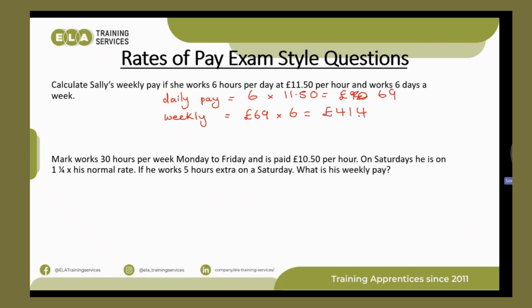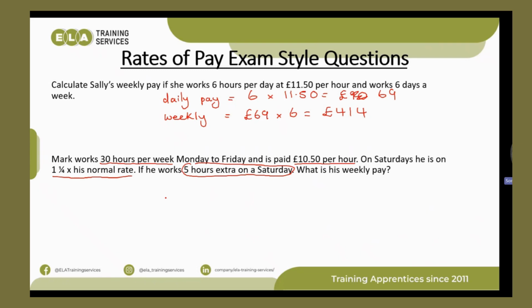So Mark works 30 hours per week. So let's highlight the word 30 hours per week. And he's paid £10.50 per hour. On a Saturday, he's on 1 1/4 multiplied by his normal rate. If he works 5 hours extra on a Saturday, what is his weekly pay? So here we have a rates of pay problem question.